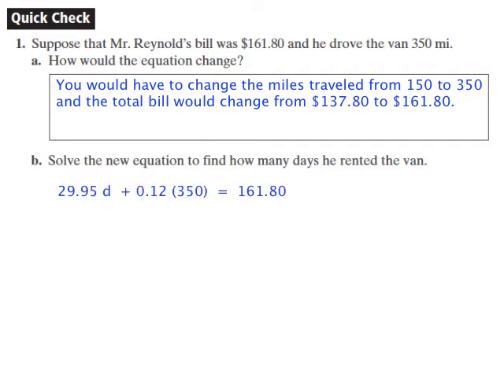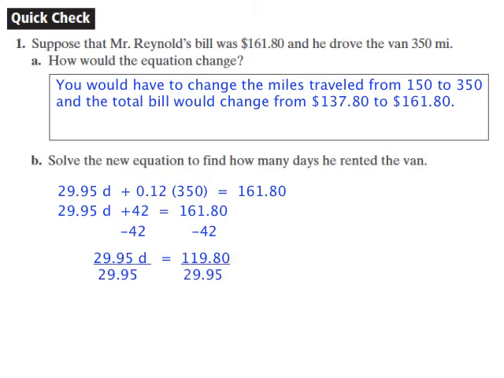We start with a new equation. 29.95D plus 12 cents times the 350 miles equals the total bill $161.80. We take the 12 cents times the 350 miles and we get 42. So we have $29.95D plus 42 equals $161.80. We subtract 42 from both sides of the equation. On the left-hand side, you're left with $29.95D, and on the right-hand side, $161.80 minus $42 is $119.80. Now we're ready to divide both sides by 29.95.